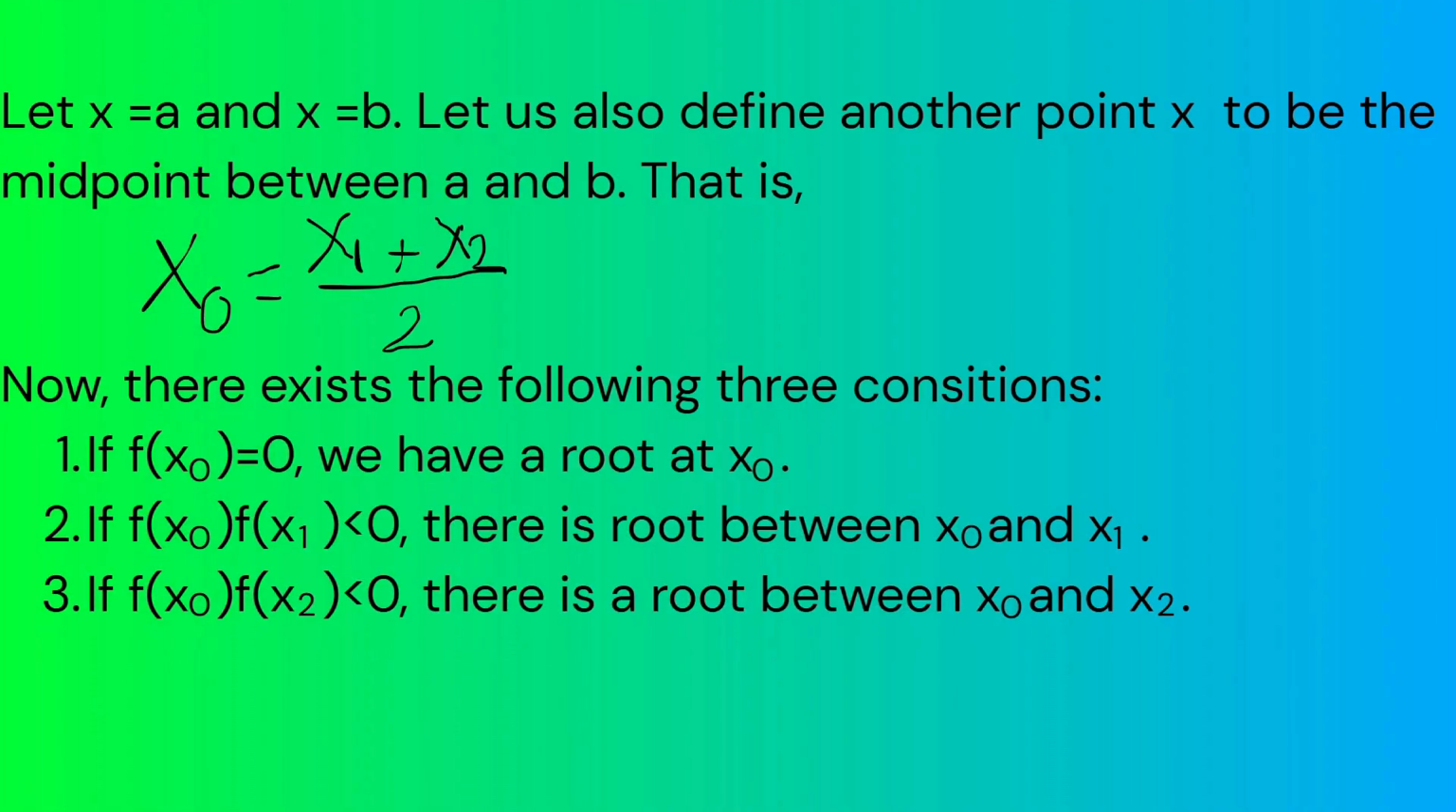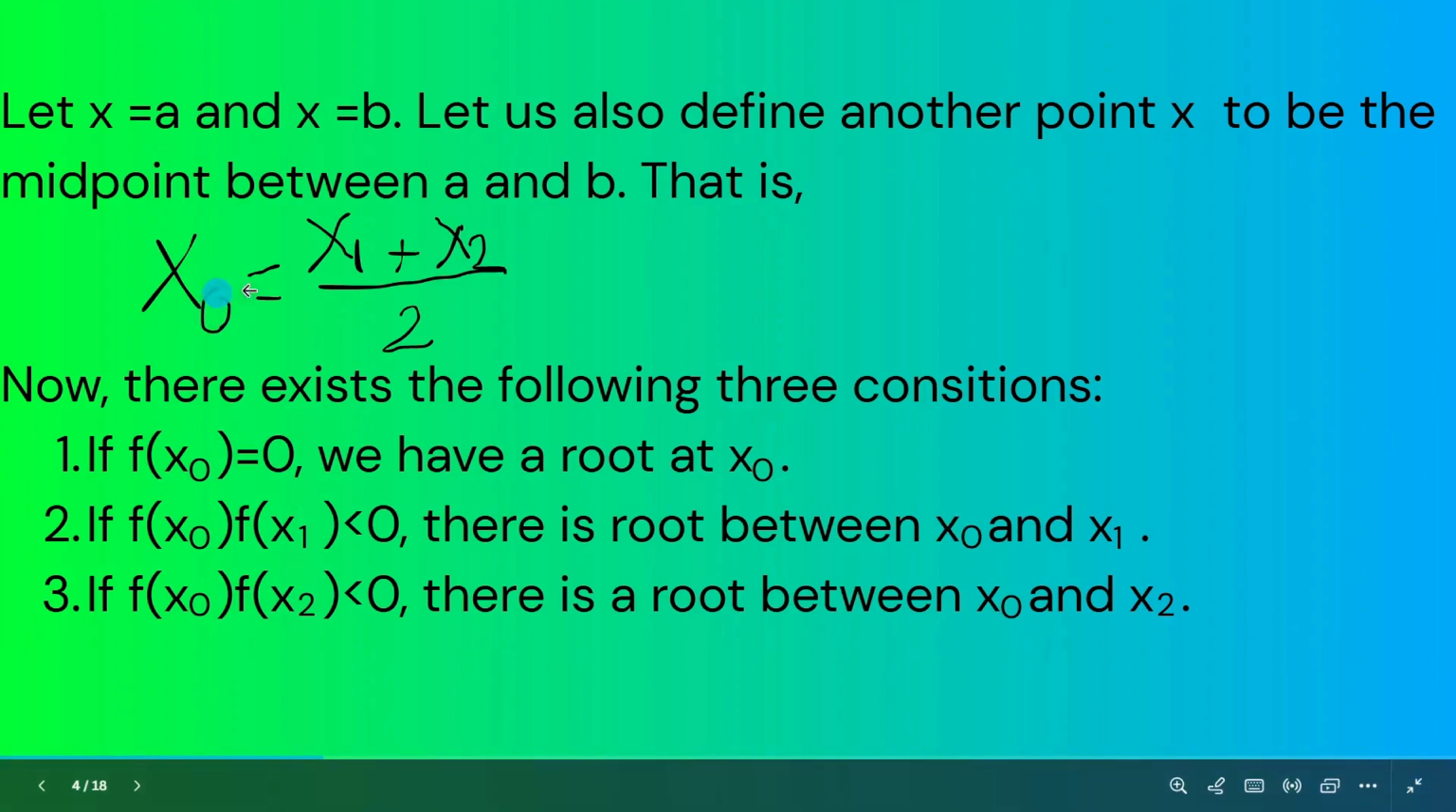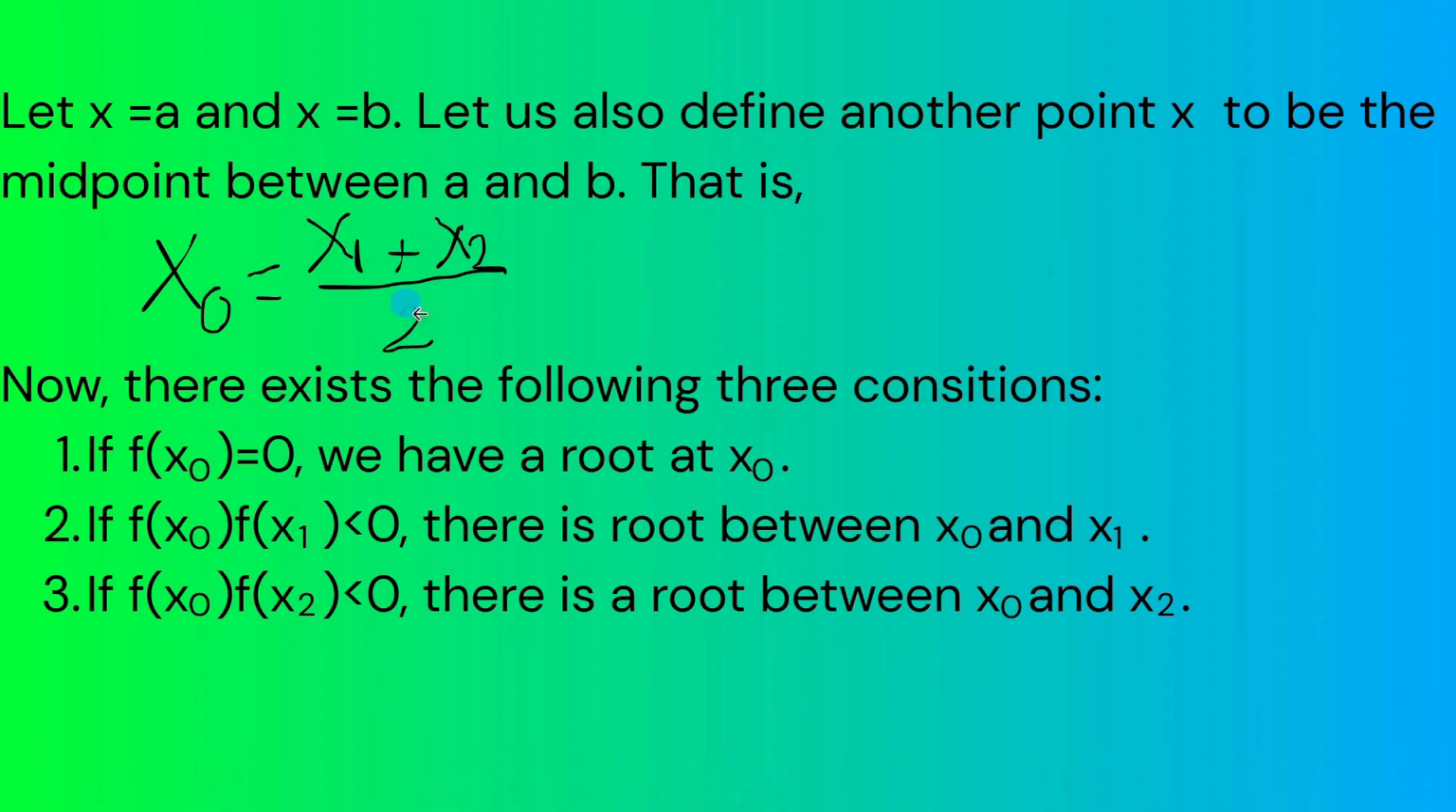So let x1 equal a and let x2 equal b. Let us also define another point x0 as the midpoint between a and b. So x0 equals (x1 + x2) divided by 2. That's the formula of the midpoint.